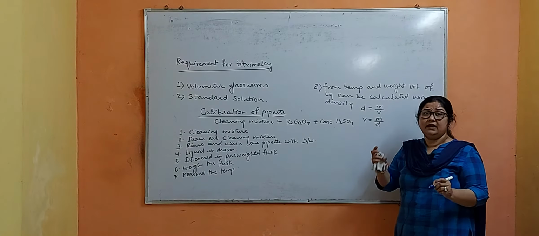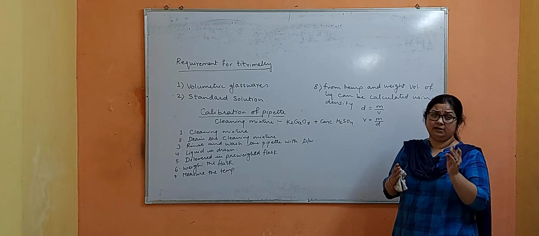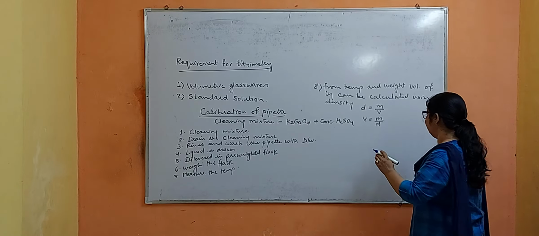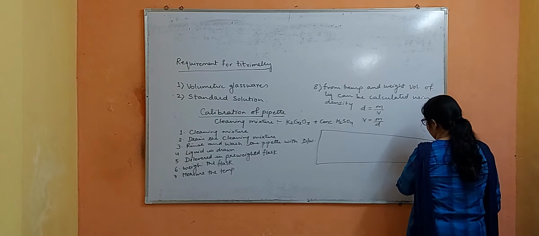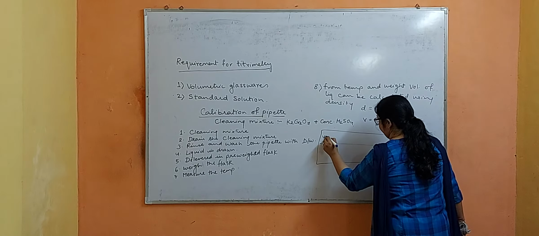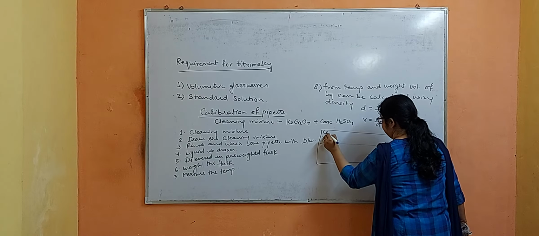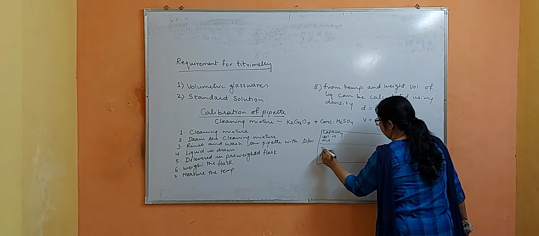Now see, if the volume falls within your tolerance limit, then your pipette will be accepted, otherwise it will be rejected. So see here, volume in ml, that is capacity, and here is the tolerance limit.